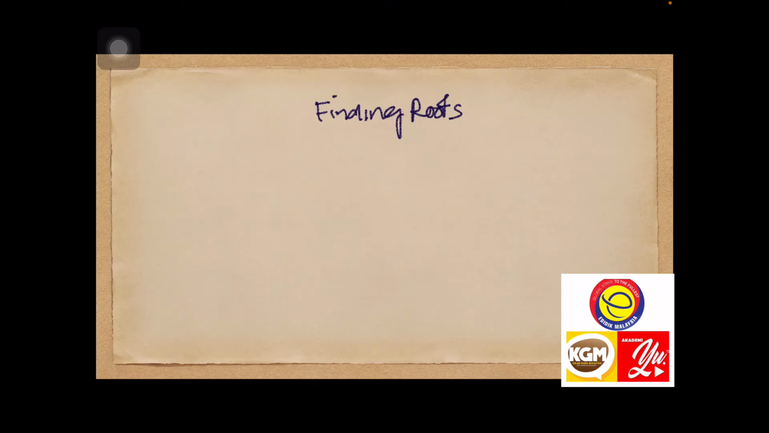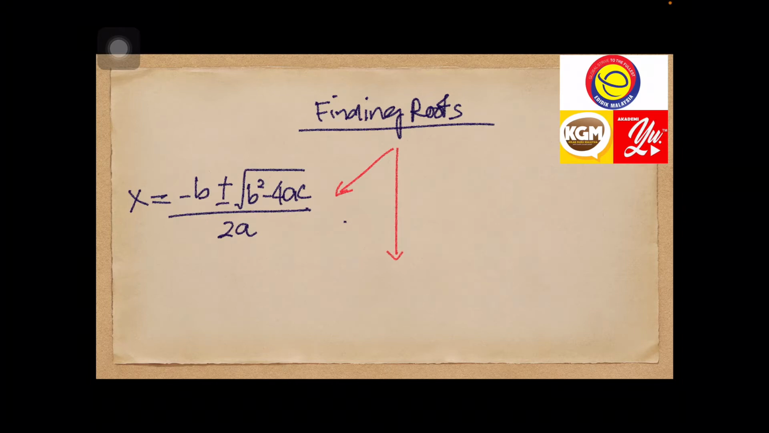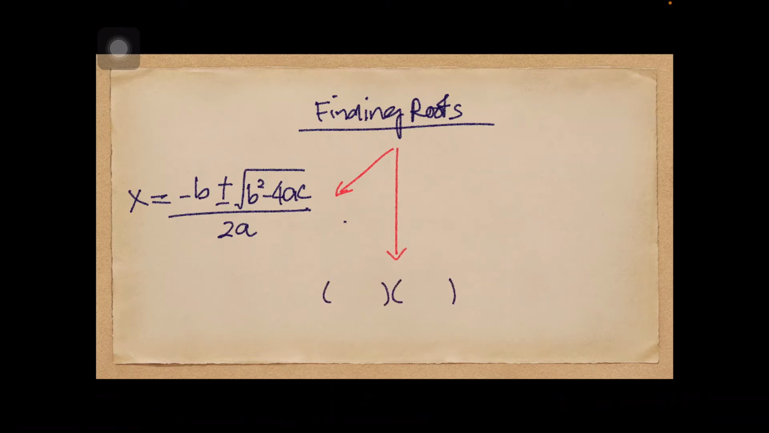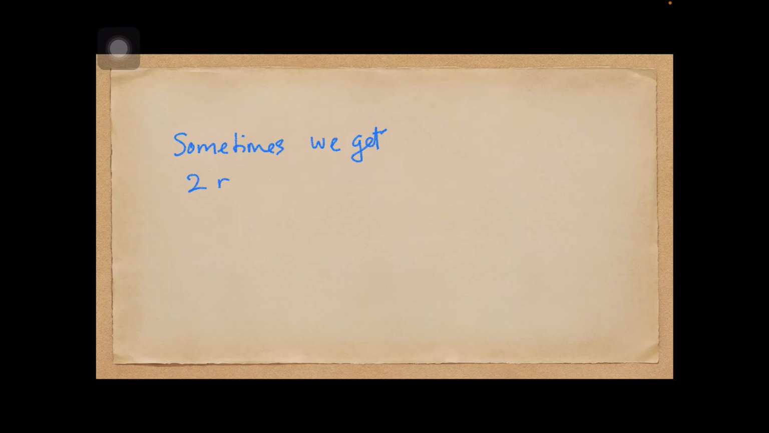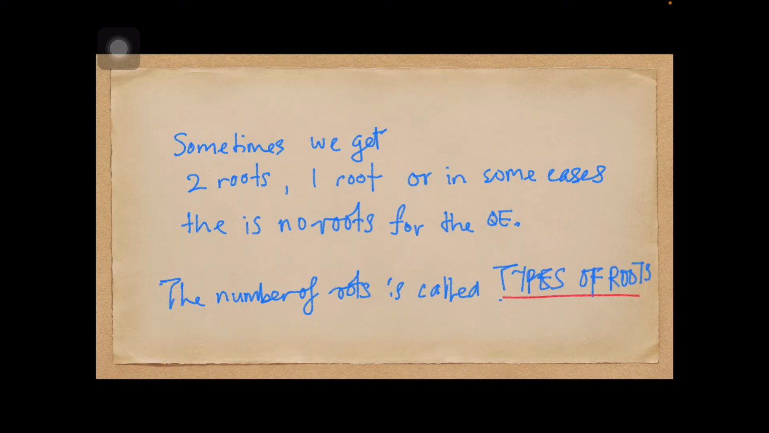Okay, we have learned that the roots of a quadratic equation can be found by using the formula or factorization, and also we can find the roots by using the completing the square method. Sometimes we get two roots, one root, and in some cases there is no root for the quadratic equation. The number of roots is the type of roots.